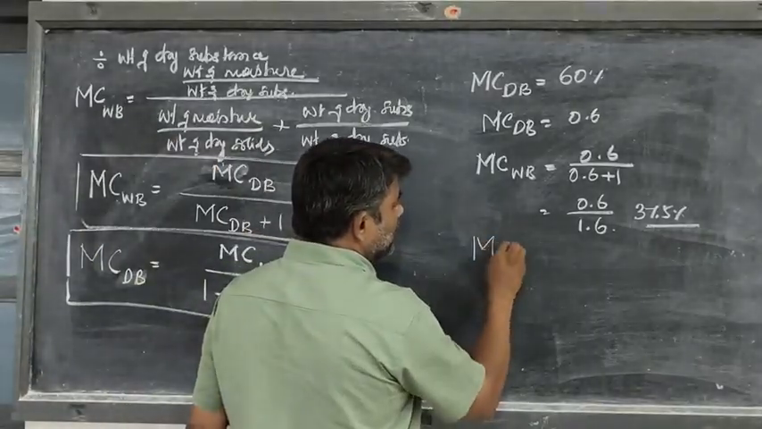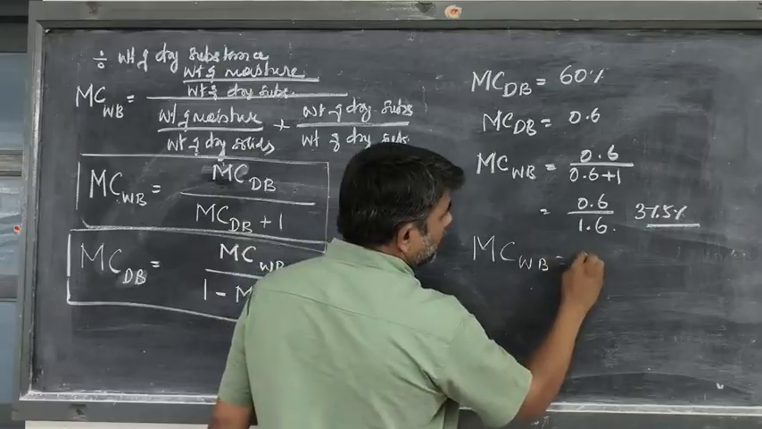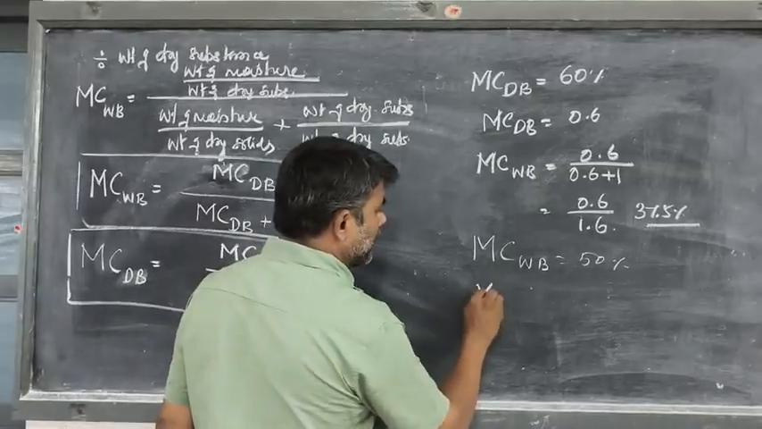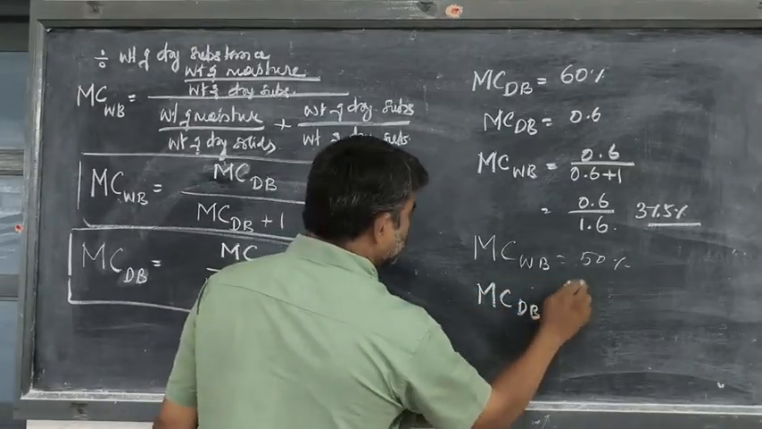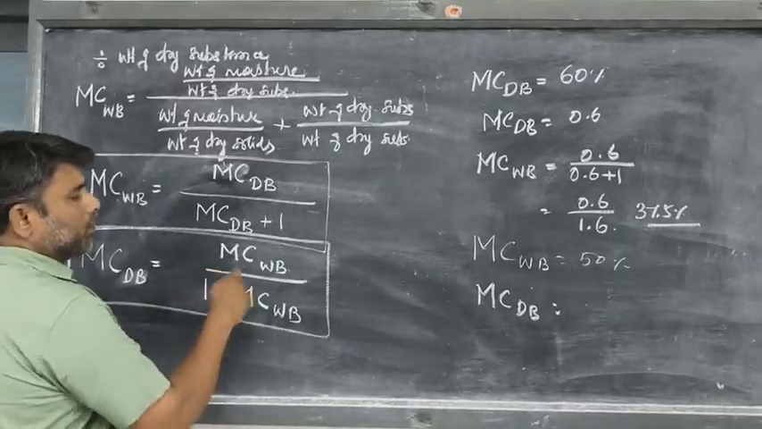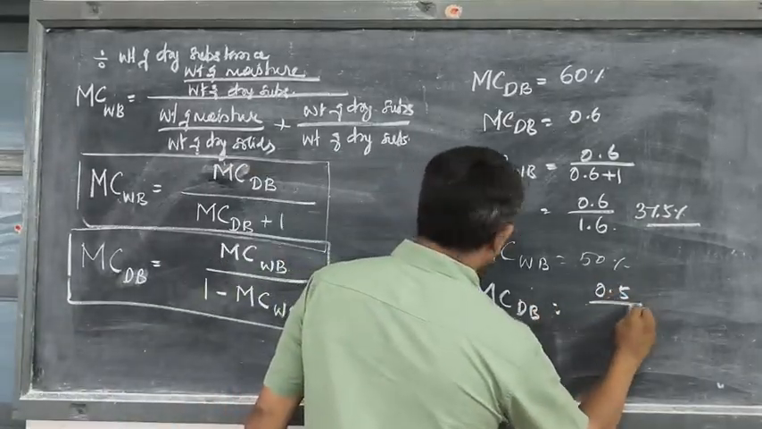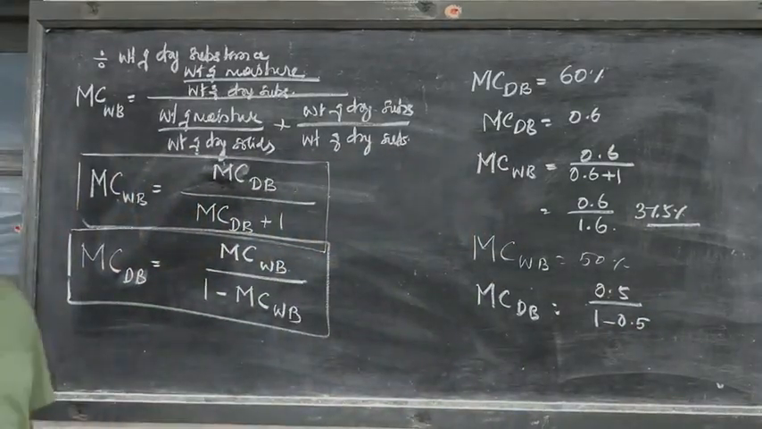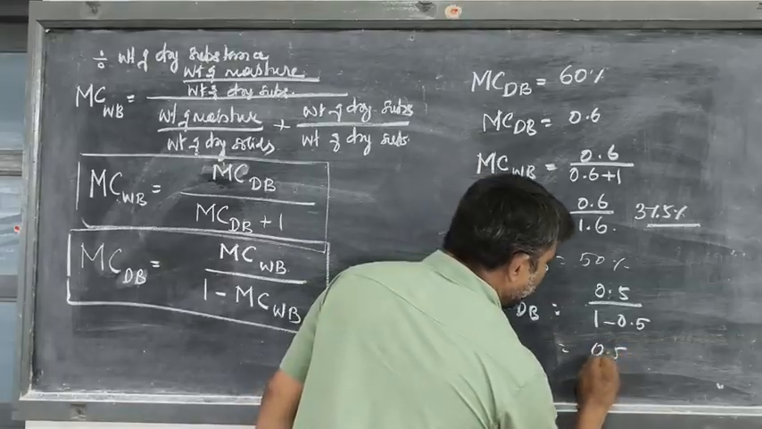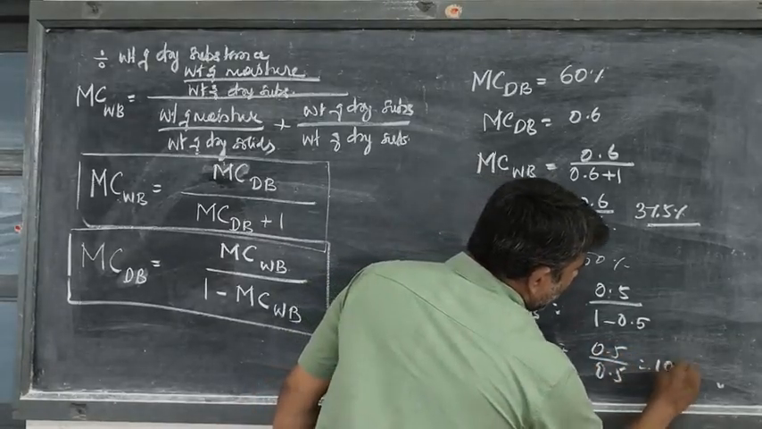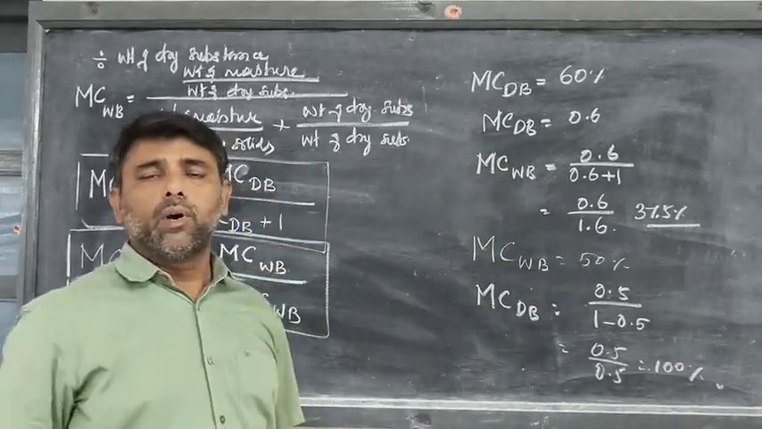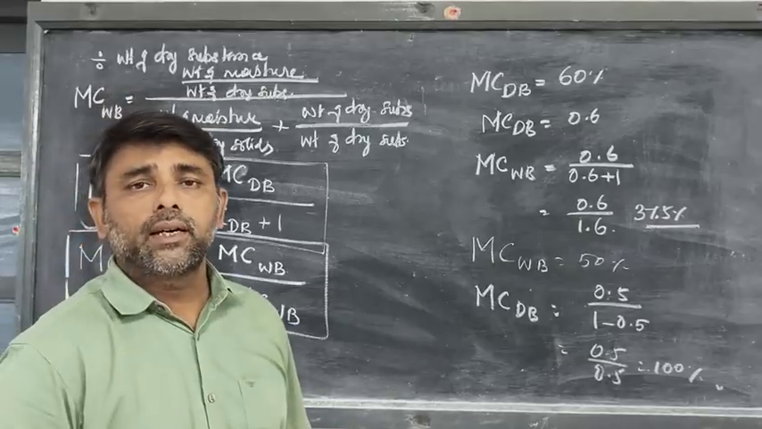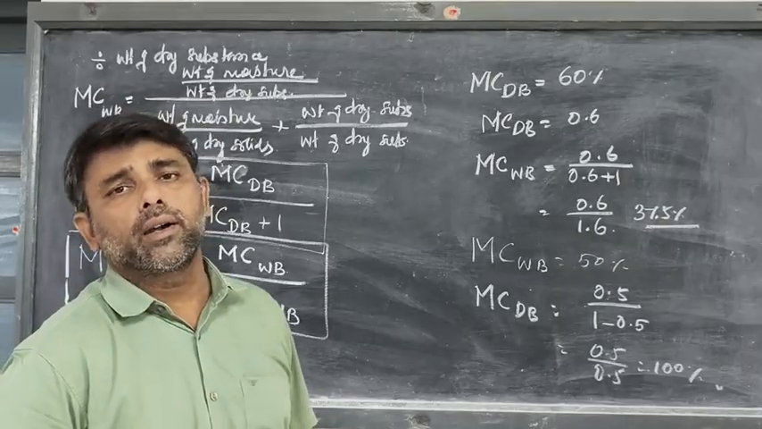At the same time, moisture content on wet basis, if it is given 50%, how can you find out the moisture content on dry basis? So substitute this value here. So 0.5 divided by 1 minus 0.5. So 0.5 divided by 0.5 is equal to 100%. Always moisture content on dry basis can be above 100%. Moisture content on wet basis is 0 to 100%.